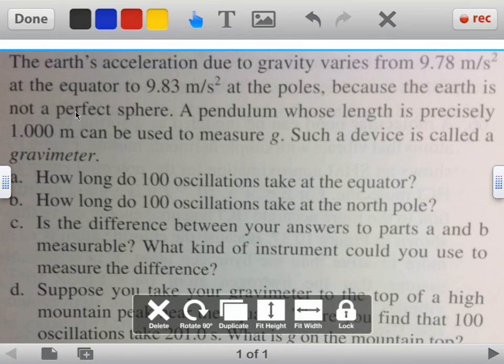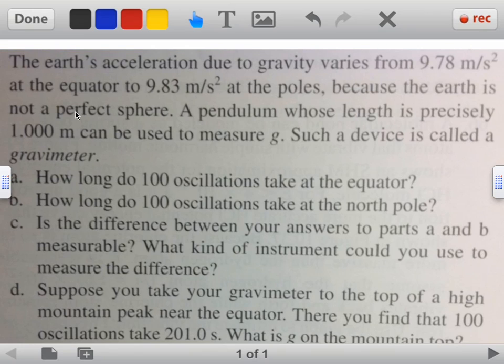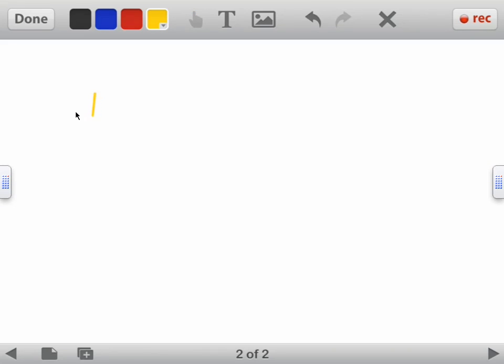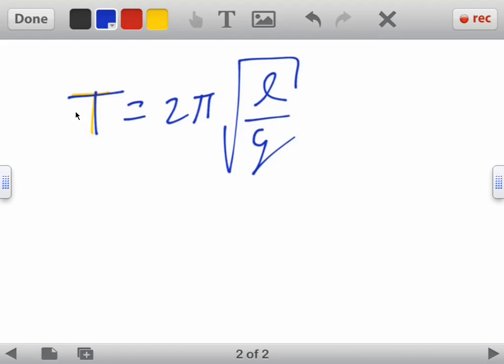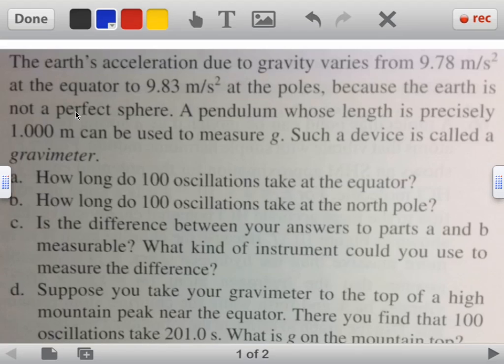Okay. So, they give us these 2 accelerations, and then they tell us a length of rope or whatever, a pendulum. So how long do the oscillations take at the equator? How long do they take at the North Pole? Well, there you go, right? T is 2 pi square root of L over g, right? So for the North Pole one, you plug in one g. The equator one, you plug in the other g.